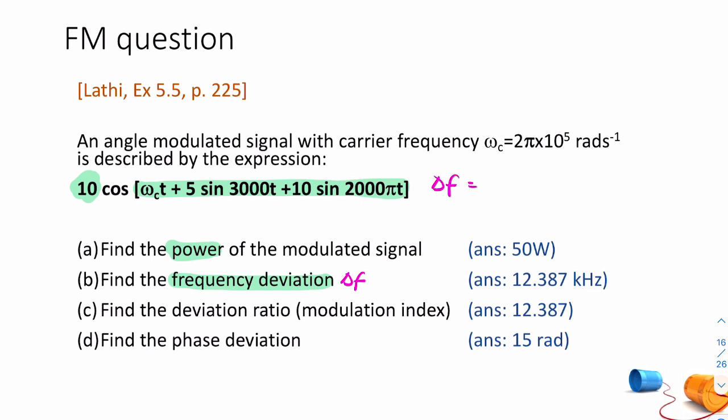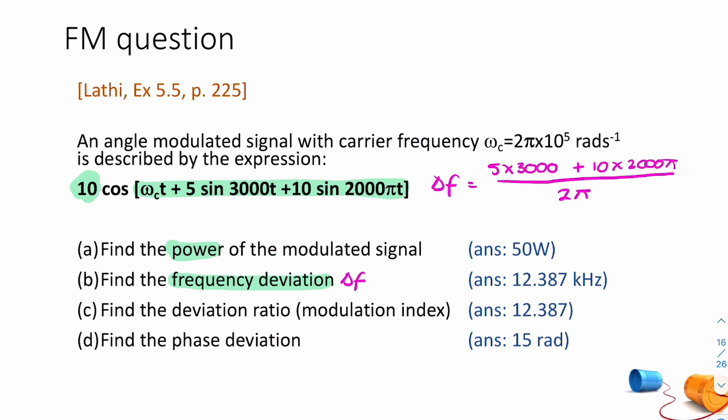To find the instantaneous frequency, remember you need to differentiate the phase. So it's the derivative of the phase. The sine will give you a cosine, and these sines will both give you cosines. But when you differentiate, you need to multiply by the coefficient of t there. So you would have 5 times 3,000 plus 10 times 2,000. And there's a pi right there. We need to remember that. And because the answer needs to be in hertz, you divide by 2 pi.